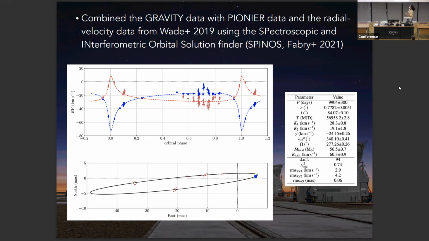It's a very long period of 9,900 days, which is around 20-something years, I think. Fairly eccentric orbit as well. And you can see the other parameters here that I'm not going to go into in too much detail.